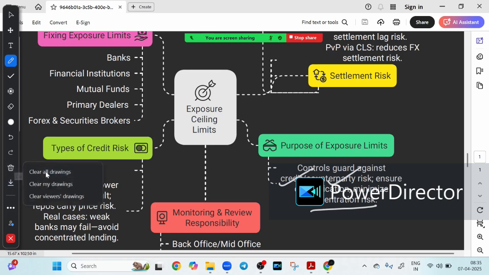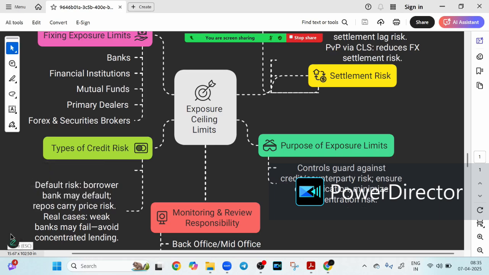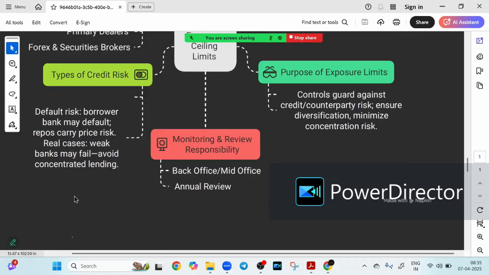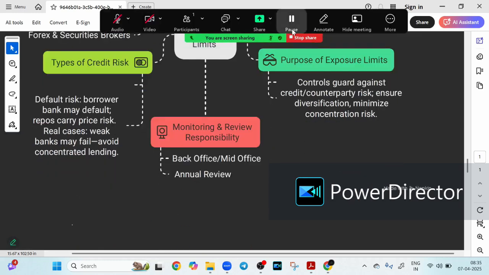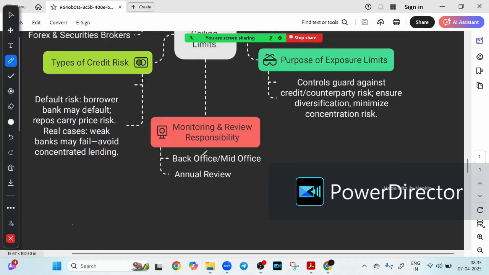And the last we have is the monitoring and review responsibility. Who monitors it? Setting the limit is just step one. Enforcing it is the key. This job lies with the back office and the mid office. And yes, there is a mandatory annual review to ensure everything stays in check and up to date.